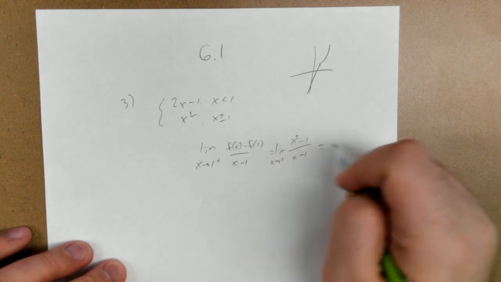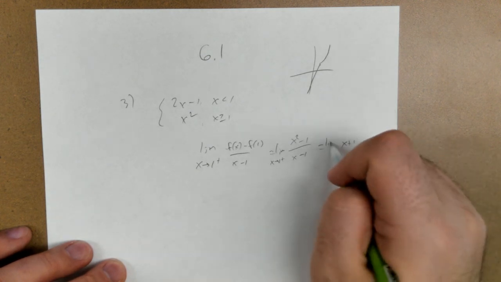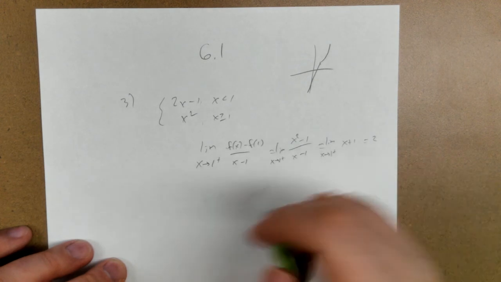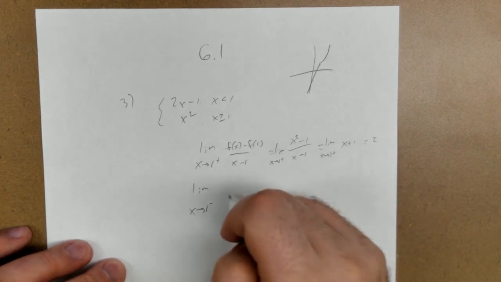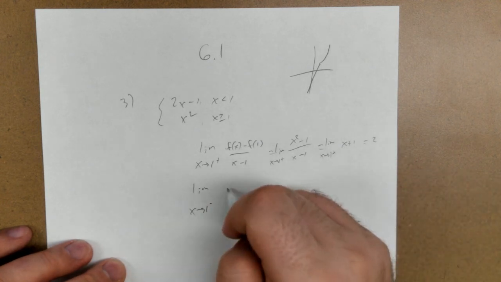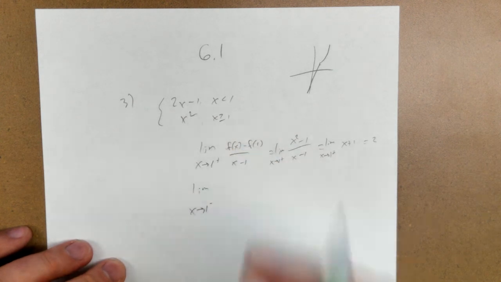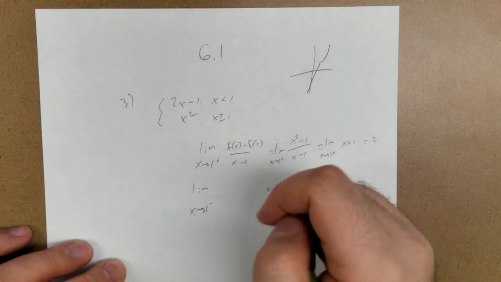And then you can factor and cancel. You should get this, and you should get 2. And then the other side, you hopefully get the same value for the derivative. So that derivative made sense. Let's check on the other side. It's possible that with a piecewise definition it's continuous, but you just get two different values for the derivative, and then that wouldn't work.